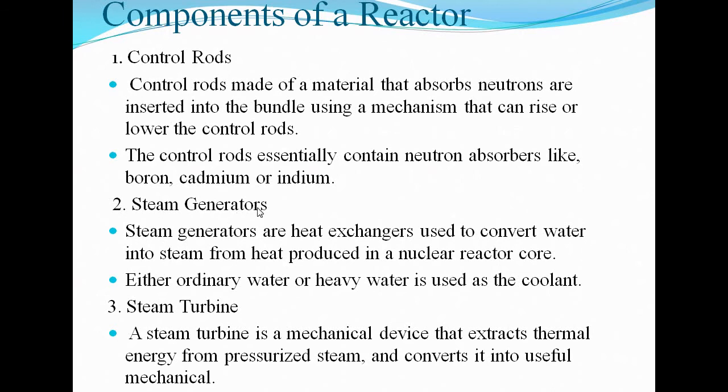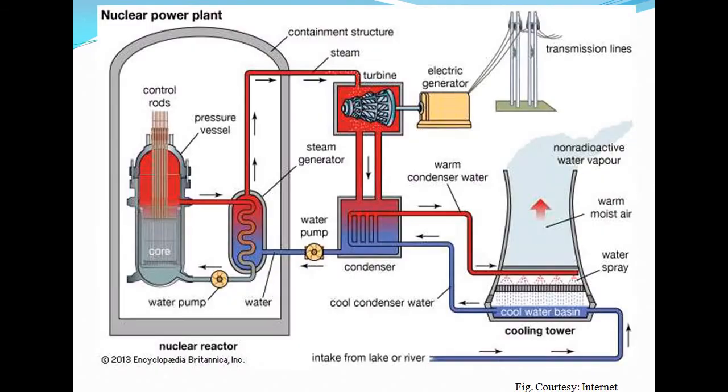The control rods essentially contain neutron absorbers like boron, cadmium or indium. Then steam generators. Steam generators are heat exchangers used to convert water into steam from heat produced in the nuclear reactor core. Either ordinary water or heavy water is used as coolant. So it will absorb the energy of the core here. Either normal water or heavy water is used.